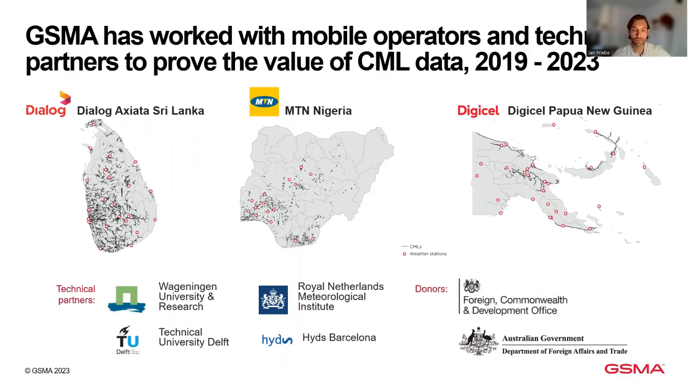And the objectives of the studies were to access CML data from the mobile networks, make it available for rainfall observation, convert the CML data into rainfall data, and compare this to reference data sources, such as weather stations and satellite data, in order to validate and optimize the algorithms used for rainfall observation. And also, we identified potential use cases that would maximize the value add from CML rainfall observations. And actually in Sri Lanka, we went one step further and developed an online service that provides CML rainfall observations in near real time through a web map and API.